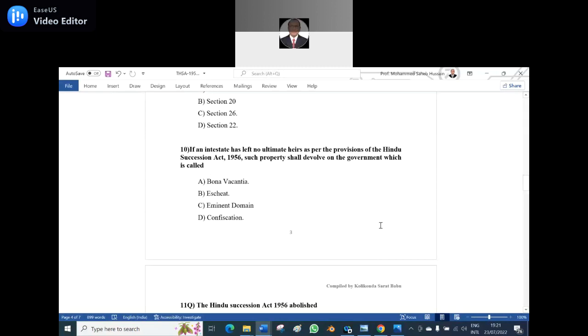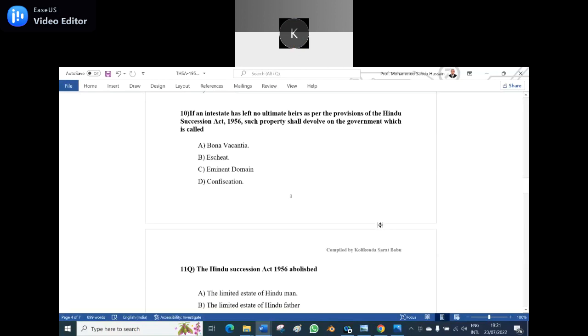Yes, option C is the correct answer. According to Section 26, converts are disqualified to inherit Hindu Succession property. Custody of child. Next, 10th question.